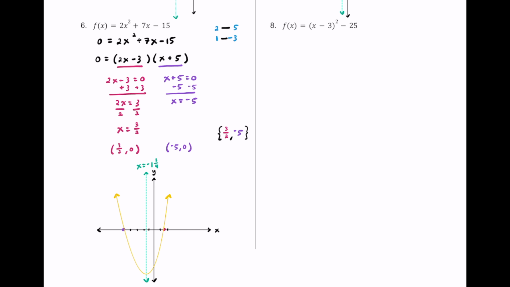All right, finally we have one more for number 8. We have f of x is equal to the quantity of x minus 3 squared minus 25. Again, this is in vertex form, so right away we do know that the vertex h comma k is going to be equal to positive 3, negative 25.